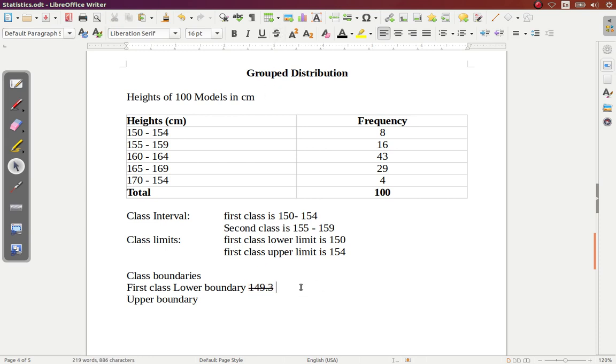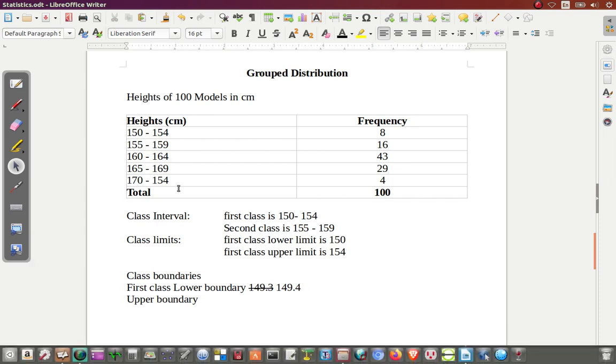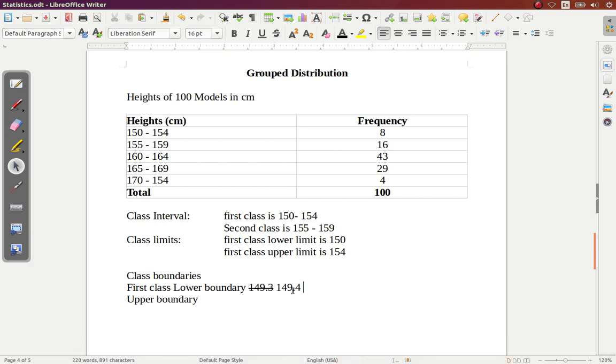That can't work. What about 149.4 centimeters? Would you include that measurement? No. To the nearest centimeter, you would round this back down to 149. So I strike that out. Can't work. What about 149.49? Would you include this measurement in the first class? No, because this would be rounded back down to 149. So I strike this out.